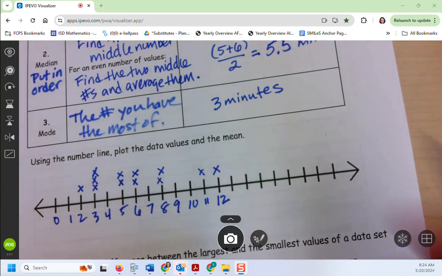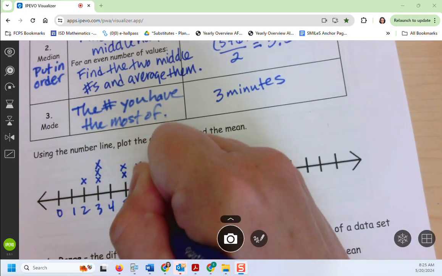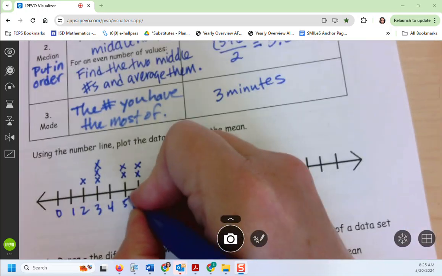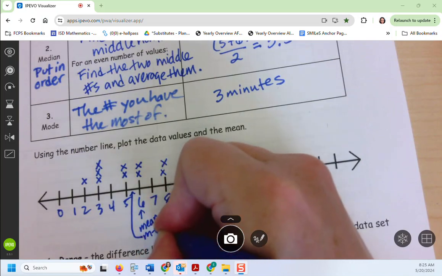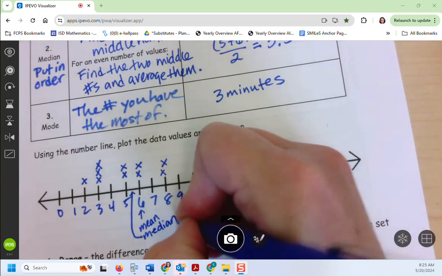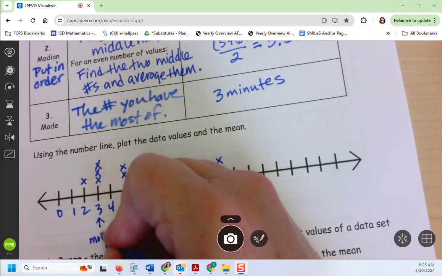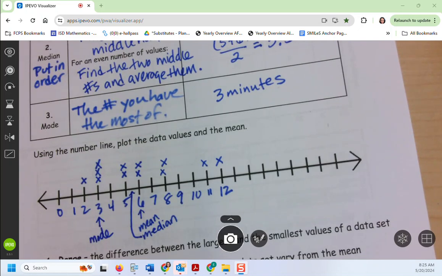All right, so our mean was 6. Our median is 5.5, so label that. And then our mode was 3, and you want to label that. All right, does anybody have any questions on that?